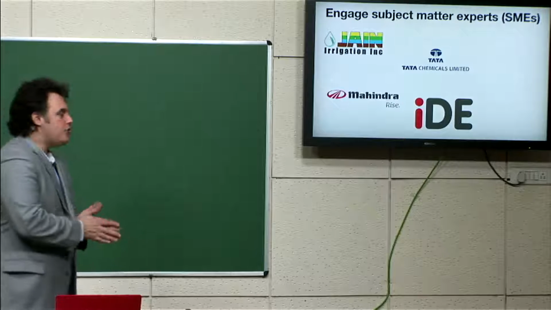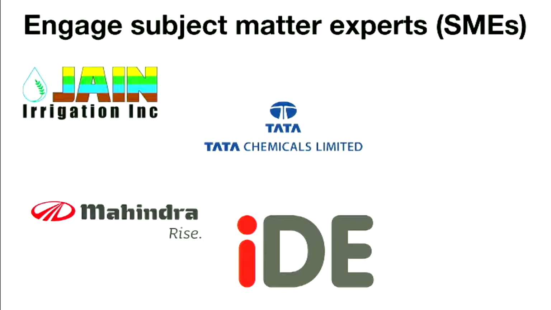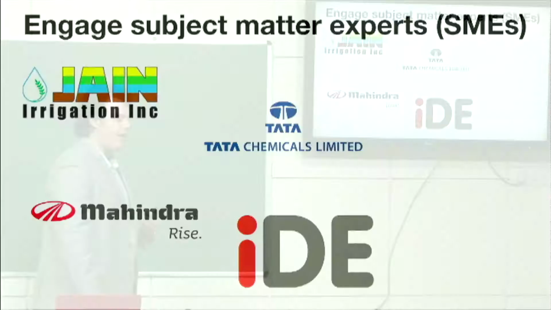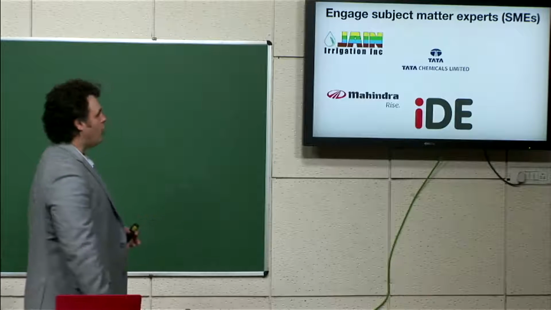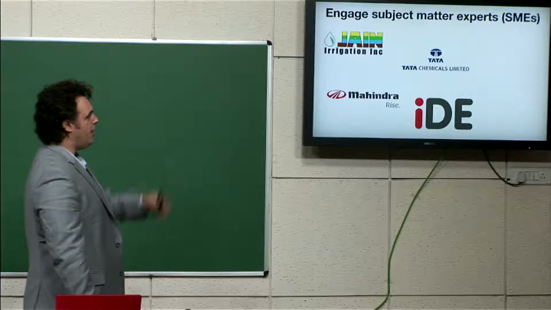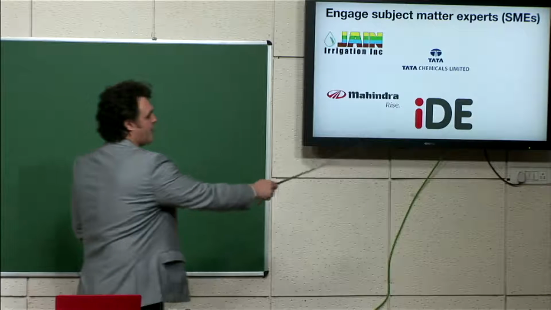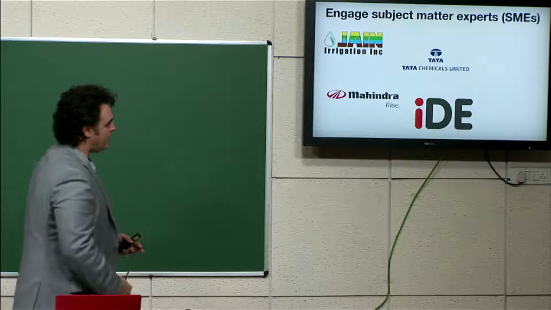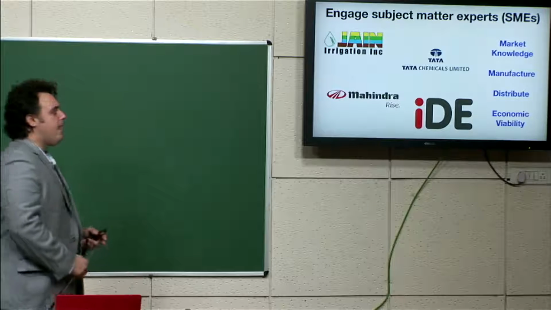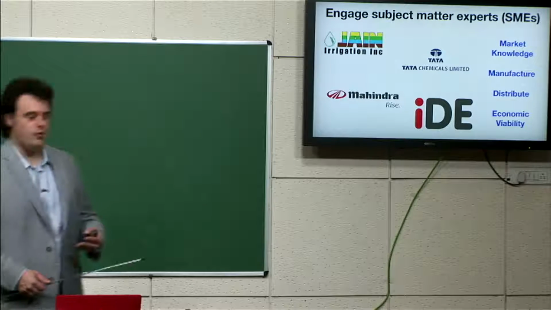As well as people, I also think about what organizations we can work with who are subject matter experts that would have knowledge that we wouldn't. I work with a number of companies throughout India and globally, but GIAN and Mahindra and Tata are examples. This is International Development Enterprises. We've worked with them in the past. The reason we work with them is they typically have market knowledge that we wouldn't.